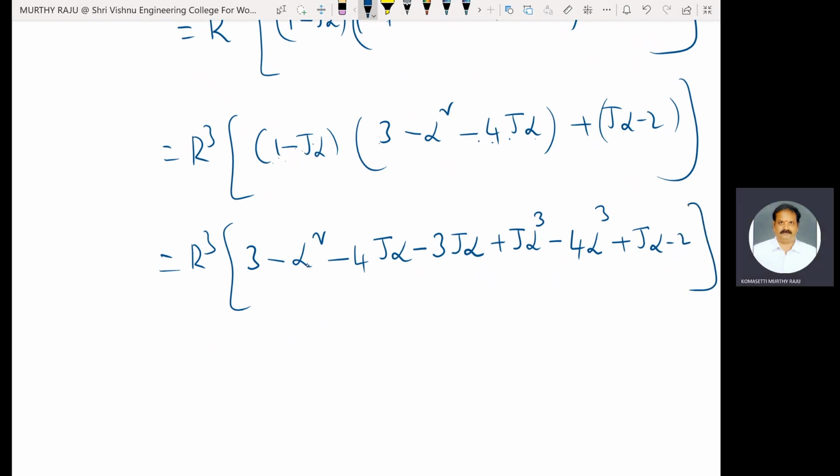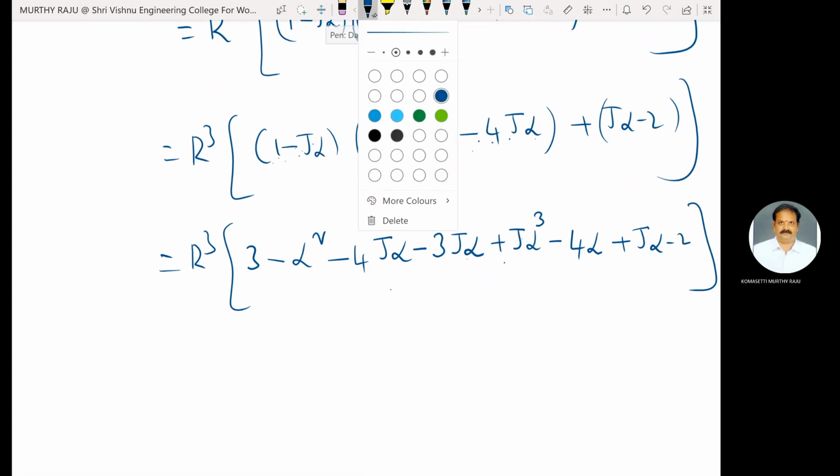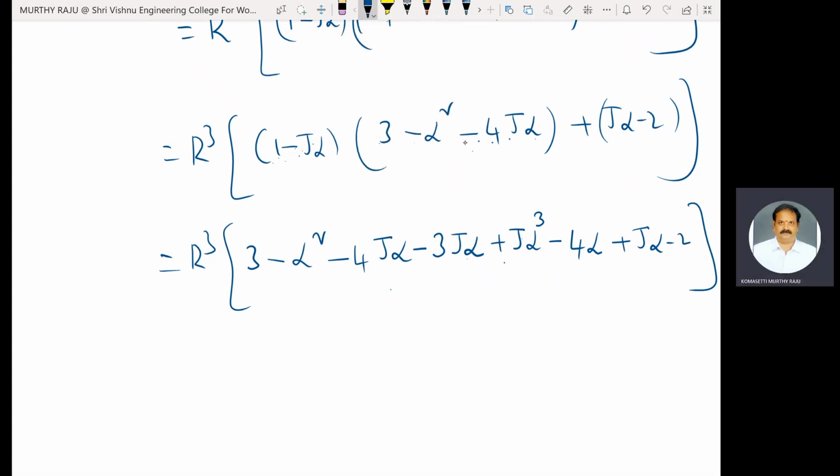1 into 3 minus alpha square minus 4j alpha minus 3j alpha minus into minus plus j alpha cube minus into minus plus minus into minus plus. This one is alpha square, minus into minus plus j into j square, j into j square, that is minus 4 alpha.